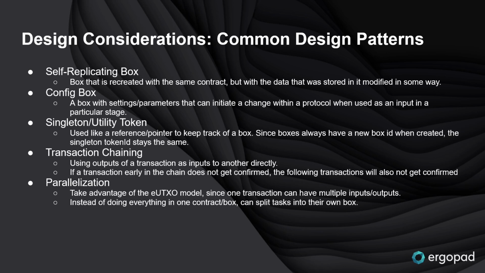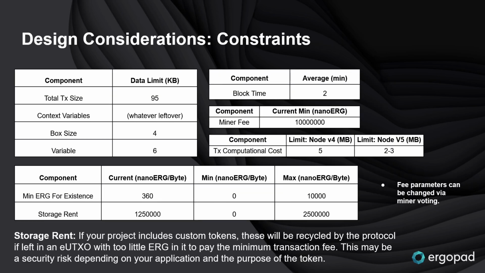And then finally, parallelization, which takes advantage of the UTXO model itself, since each transaction can have multiple inputs or outputs. So it's as though you're doing things in parallel, even though there's only one transaction. This idea can also be used to simplify your contracts. Instead of doing everything in one Ergoscript contract or in one box, you can split up the tasks between boxes and then use them as inputs into one transaction. So these are some design constraints, some actual numbers you might have to be aware of.